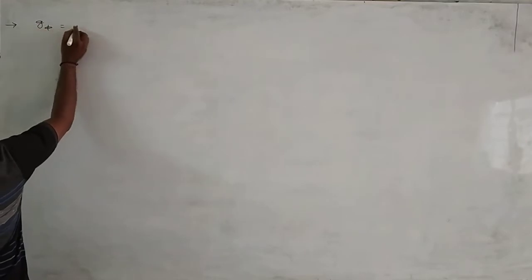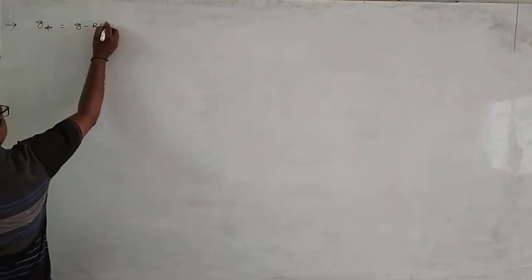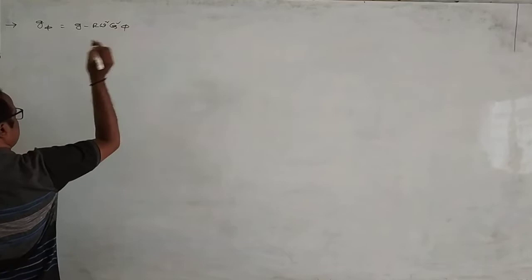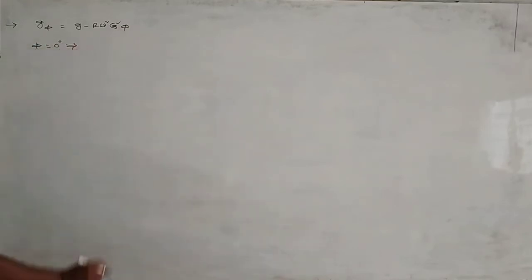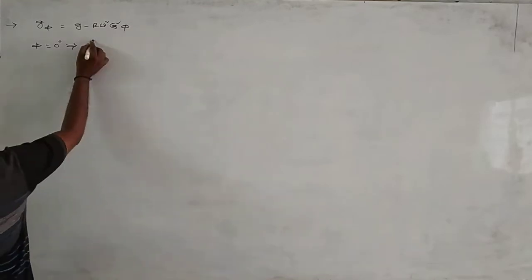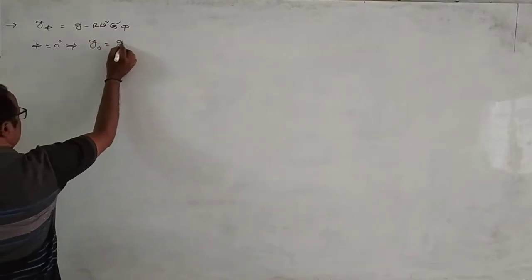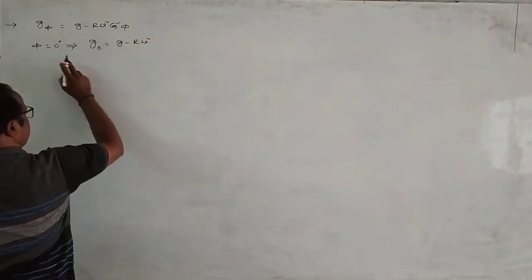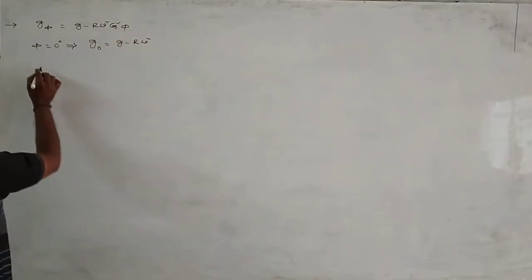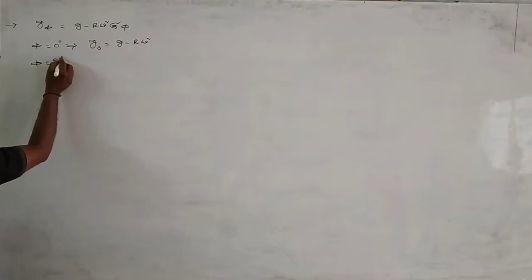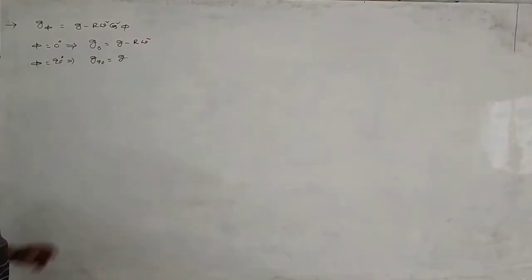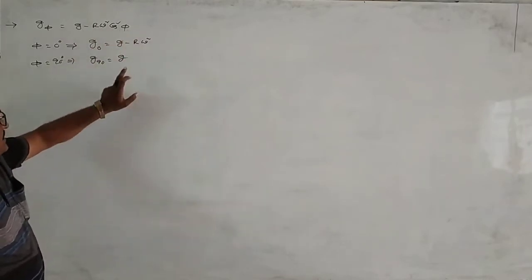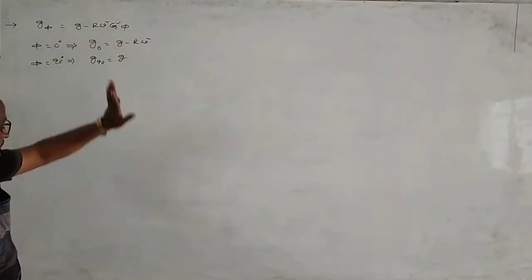Variation of g with latitude is given by g phi is equal to g minus r omega square cos square phi. Suppose phi is equal to 0, which means at the equator. At the equator, the value of g naught is equal to g minus r omega square, because cos 0 is equal to 1. Again, phi is equal to 90 degrees means at the poles. G90 is equal to g minus r omega square cos square 90, and cos 90 is equal to 0, so G90 is equal to g.